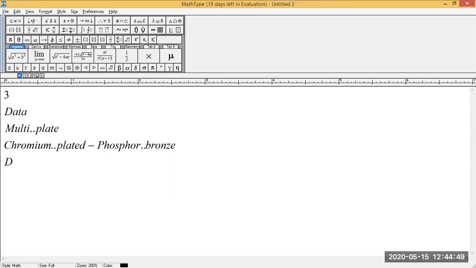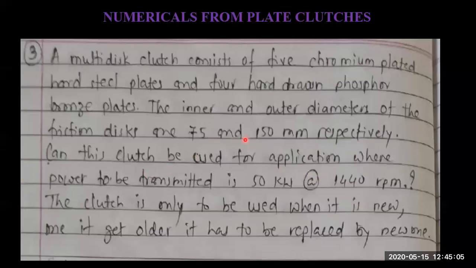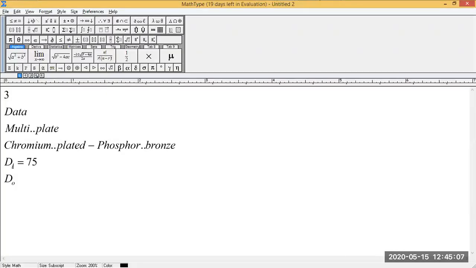Inner diameter, so let's say di, and d outer. The inner and outer diameters in this case are given. Inner is 75, outer is 150, so 75 and 150 mm.